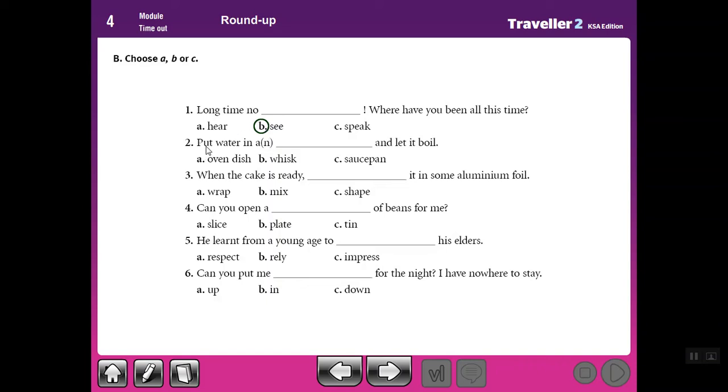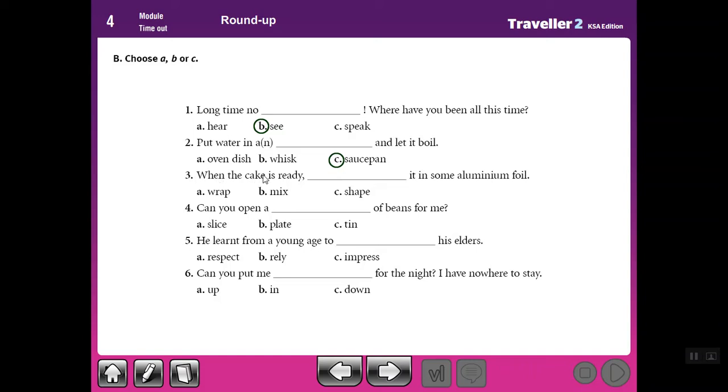Number two. Put water in a or an and let it boil. Boil here means يغلي, okay? You will put water in a dish, oven dish, whisk, or saucepan. Whisk here means move quickly. The right answer is saucepan, قدر. Whisk here means يخفق. Oven dish, طبق يوضع في الفرن.